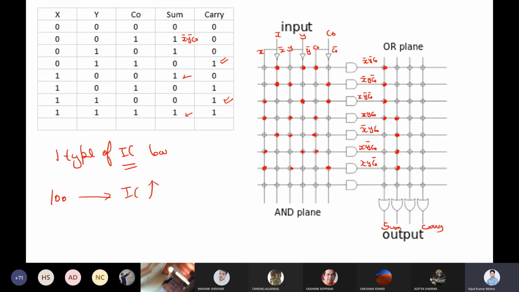Any doubt, guys? Anyone till this point? Guys, any doubt till this point? No, sir. Cool.